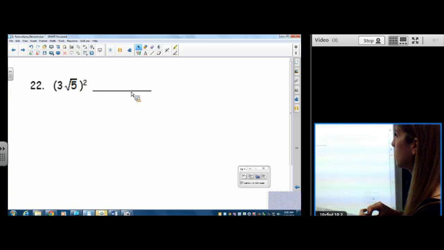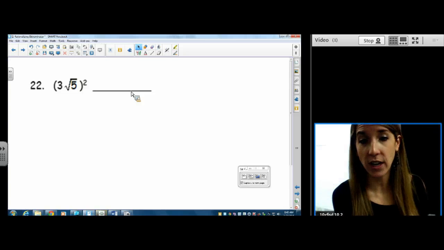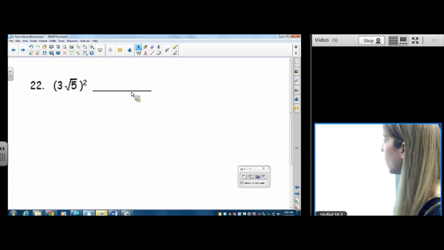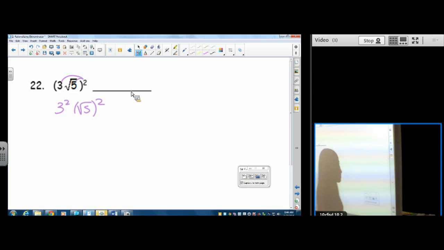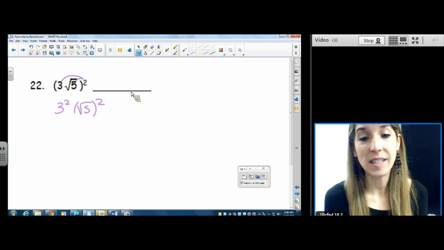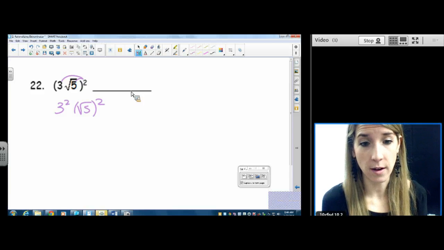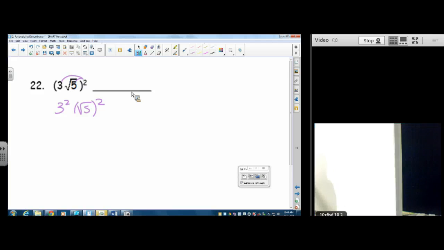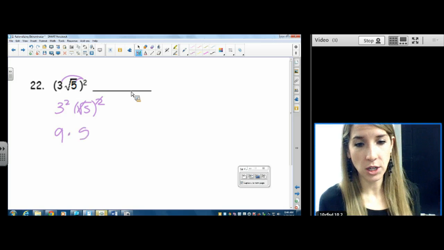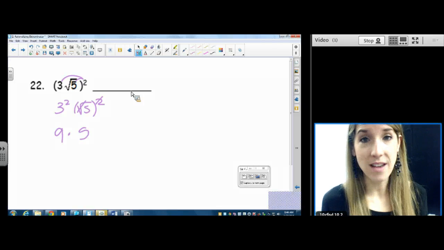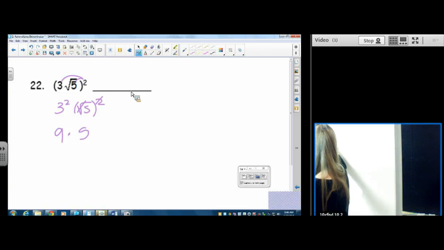All right, number 22 is a very commonly missed problem because people forget to square the 3. So I just want to go over this. I recommend every time you see this problem that you write 3 squared and then you write root 5 squared. I want you to distribute the exponent. It's not really called distributing, but I want you to write them separately. Both of them get squared. Okay, and then you just write what they each equal. 3 squared is 9. Square root of 5 squared, well, those cancel. Square root and square, those are inverse operations, so they cancel. So the answer to this problem is 9 times 5. The answer to this problem is 45.